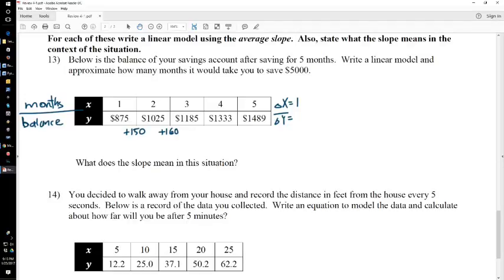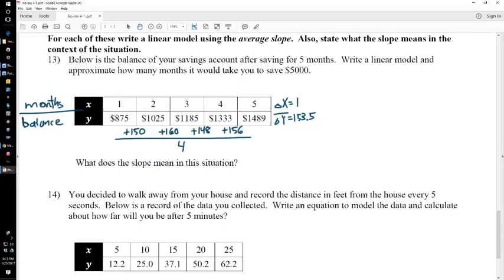1333 minus 1185 is 148, and 1489 minus 1333 went up 156. And the average amount, you just add them all up and we divide by 4. So 150 plus 160 plus 148 plus 156, enter, divided by 4. And we get 153.5. So the average y is 153.5. So that's your slope. 153.5 divided by my change in x, 1, so it's just 153.5.